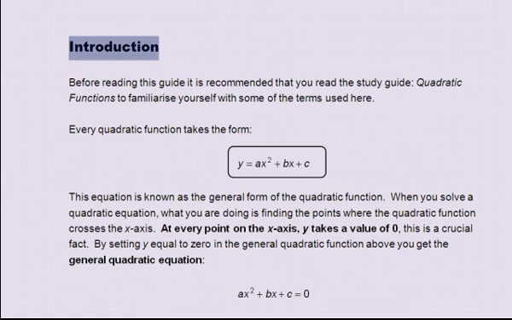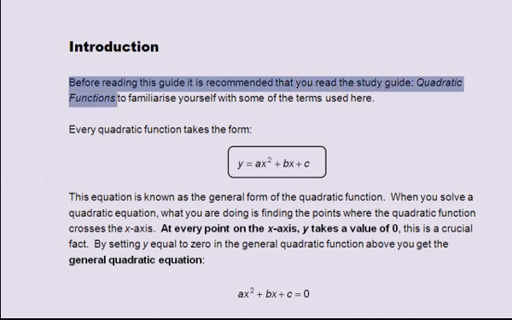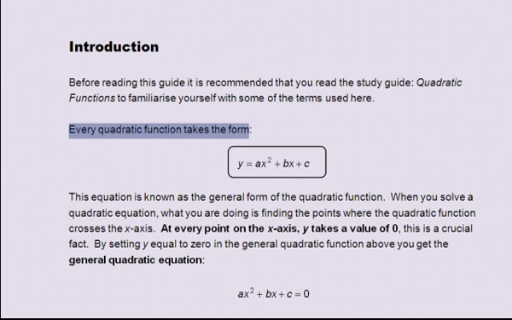Introduction. Before reading this guide, it is recommended that you read the study guide Quadratic Functions to familiarise yourself with some of the terms used here. Every quadratic function takes the form y equals ax squared plus bx plus c. This equation is known as the general form of the quadratic function.